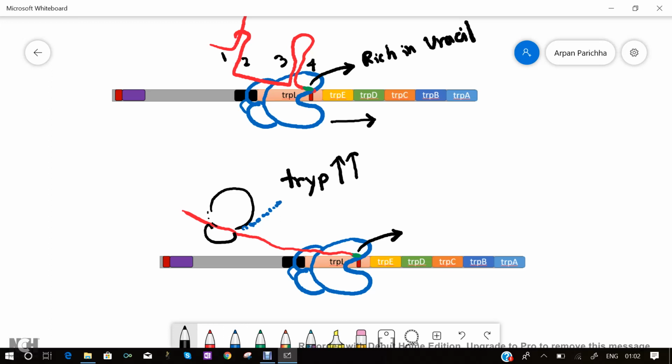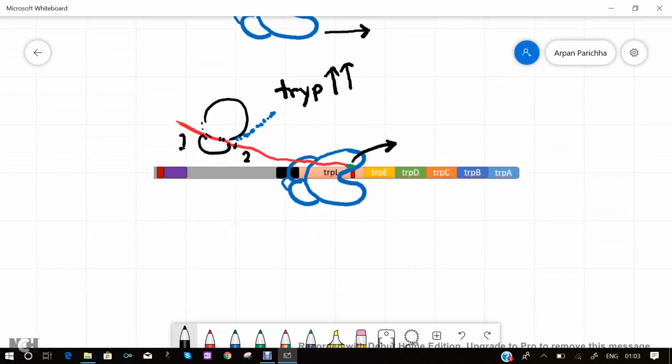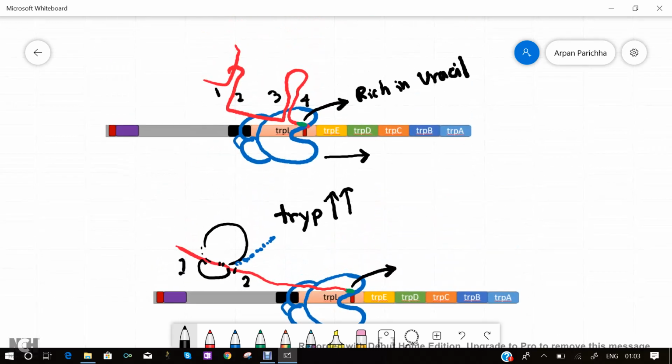Now when tryptophan is at a high level, there is a sequence between region 1 and 2 which has multiple tryptophan codons. So when tryptophan level is high, aminoacyl tRNA for the tryptophan is there. It can easily bind there, and the ribosome speed on this particular RNA is pretty fast. So the ribosome would nicely translate all those regions. As a result of that, this attenuator stem loop would be formed.